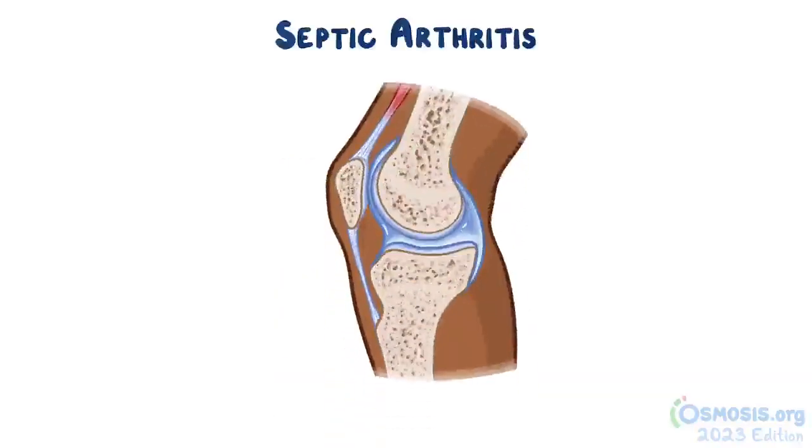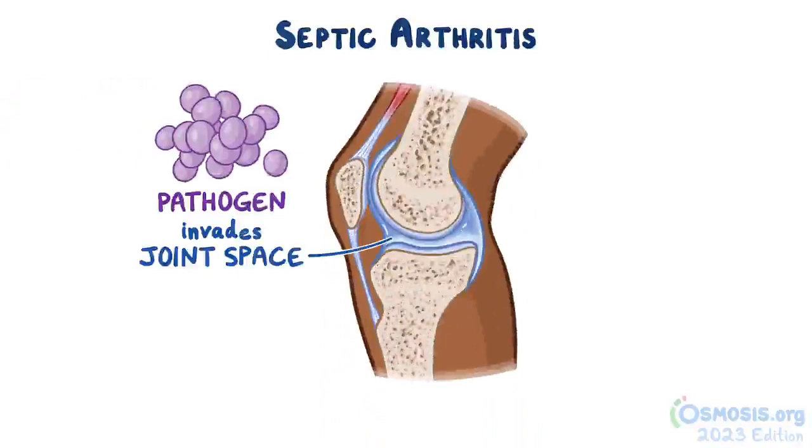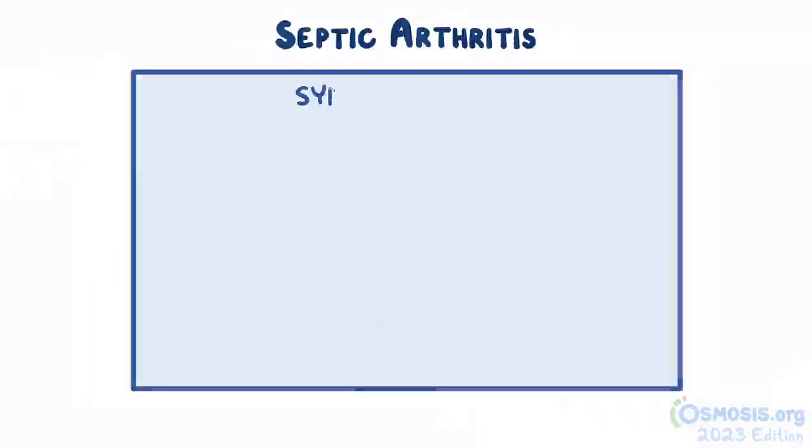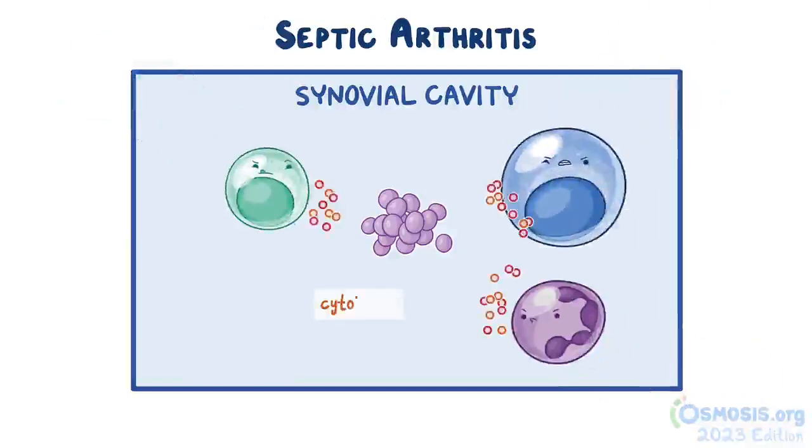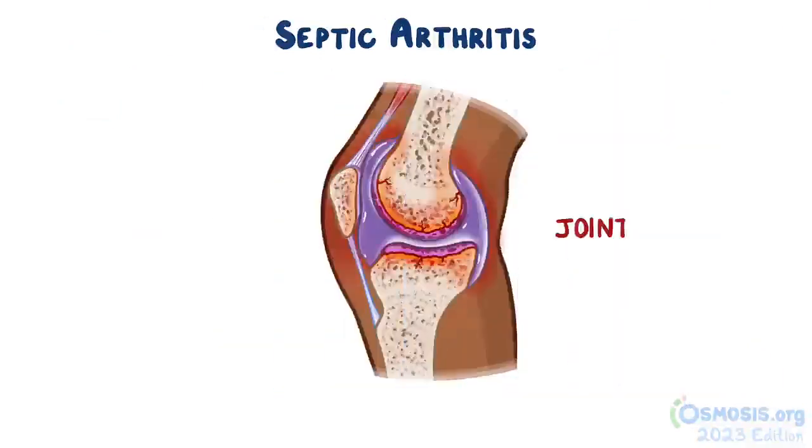Septic arthritis refers to joint inflammation that occurs when a pathogen invades the joint space. Once within the synovial cavity, pathogens trigger the immune system and stimulate the production of cytokines that can eventually result in joint damage.